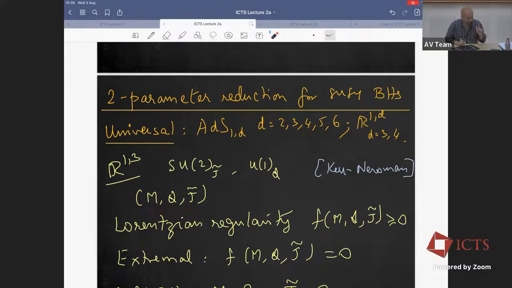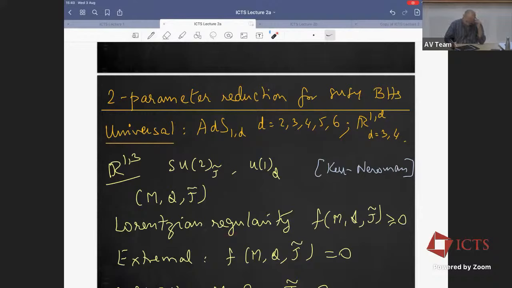And another thing I wanted to clarify, this is an apology on my behalf. Yesterday, I used the word regularity in two contexts, as was clarified, but I just want to say it again. One is Lorentzian regularity. This is when you write black hole solutions, you want to make sure that there's no singularity outside the horizon or no closed time-like curves. But I also used the word regularity for Euclidean regularity. That just means smoothness. So I hope today, at least by the context, it's clear. Okay, there's a bit of confusion, but that's fine.